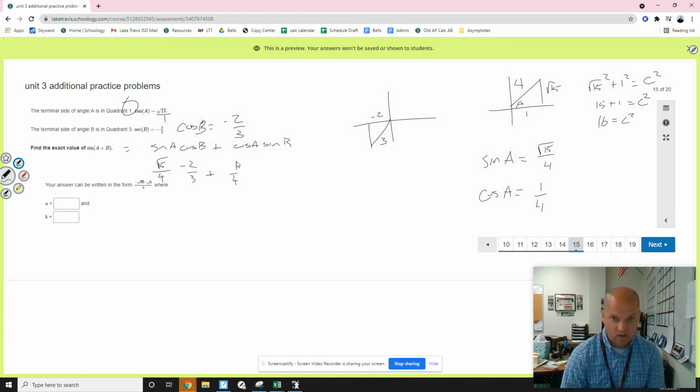Let's find the sine of angle B. Here's my reference angle B. Sine is opposite over hypotenuse. I'm going to have to find that. Use the Pythagorean theorem: 2 squared plus that vertical side squared equals 3 squared. So I have 9 minus 4, which is 5. So the vertical side is root 5. So the sine of B would be root 5 over 3. Okay? So this is negative 2 root 15 over 12 plus root 5 over 12.